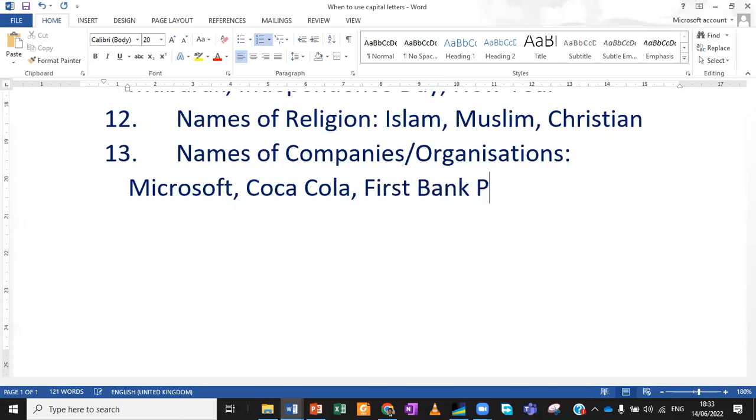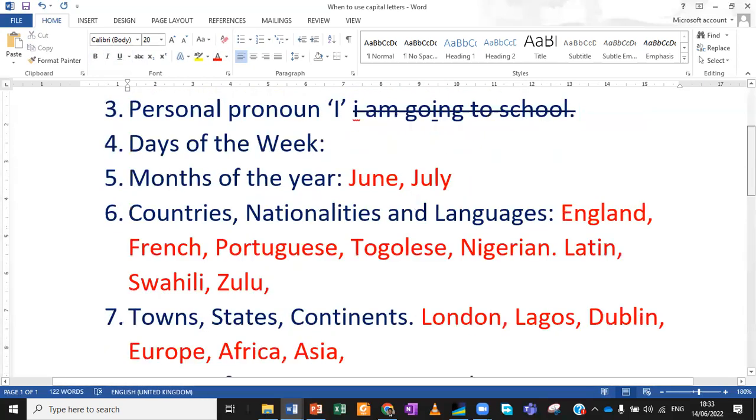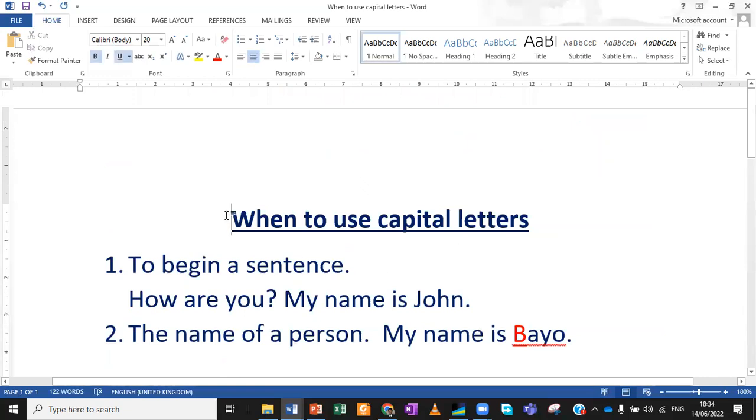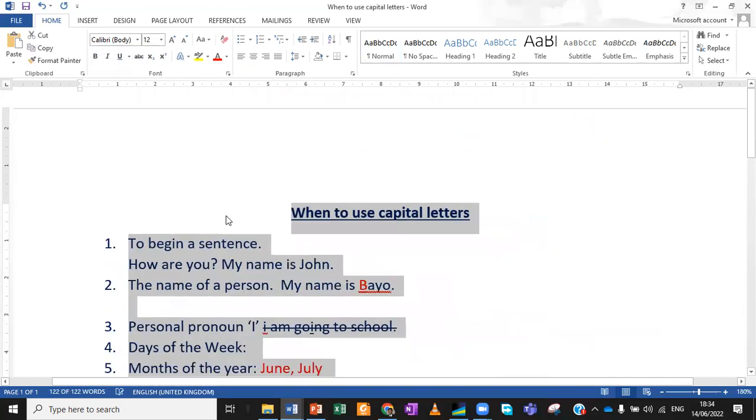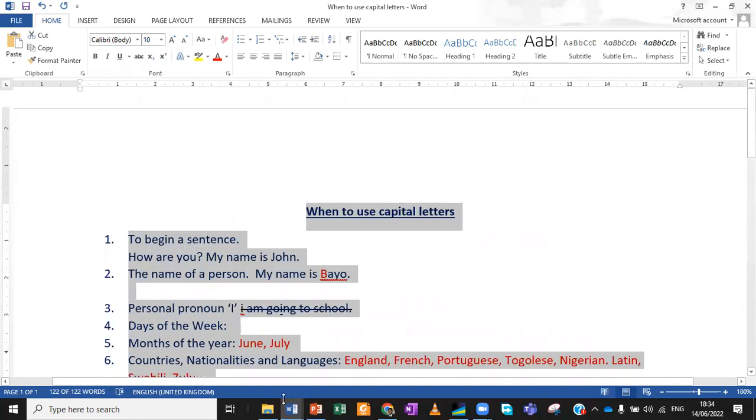First Bank. You see how? So the first letters, all of them, should be in capital letters. Right. That's all. So let me copy this and send it to you, so that you have it.